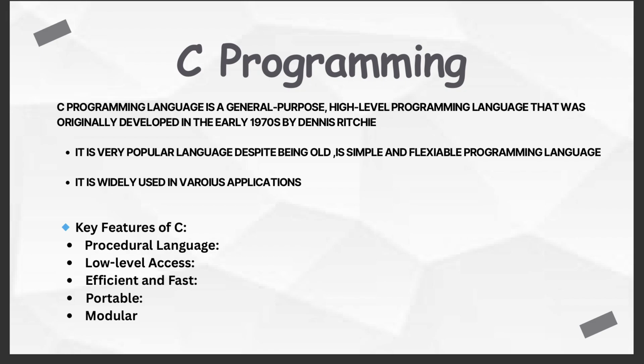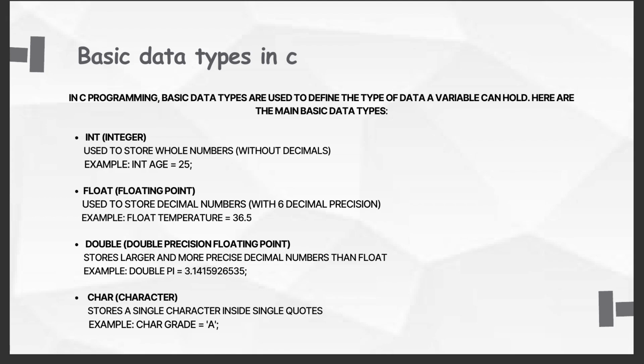These features made C the perfect choice for programming our washing machine control system, as it had to interact with hardware components like sensors, motors, and buzzers. So let's move to our next slide. Basic data types in C.